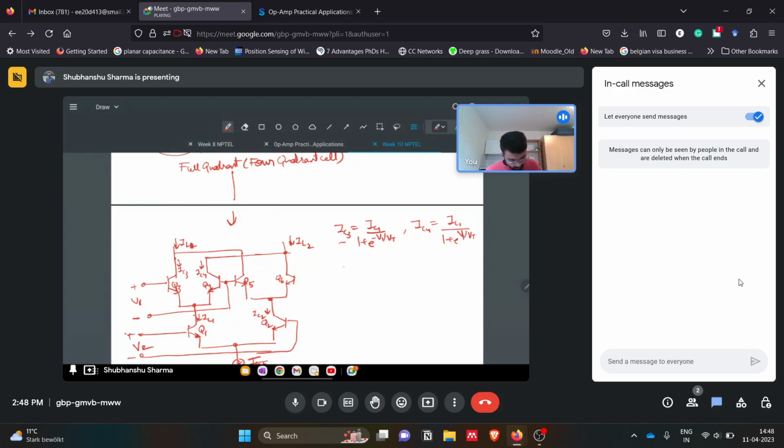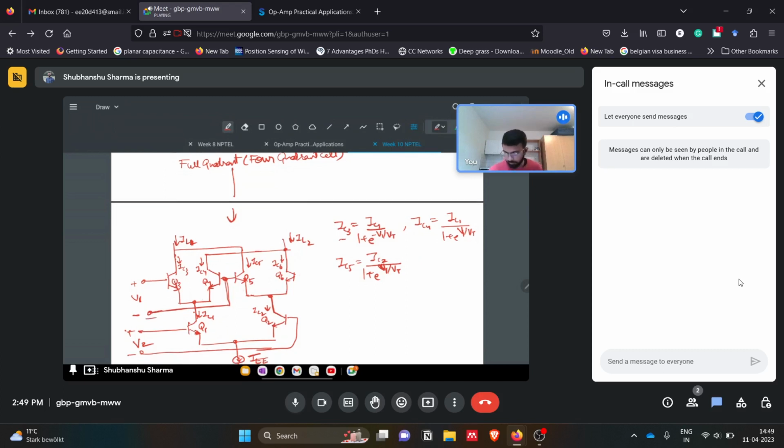Okay. Similarly for this pair, this is IC5, this is IC6. IC5 can be given as the emitter current, that is IC2, this one. Then divide by 1 plus e to the power the voltage V1 by Vt. This is the negative voltage of V1 going to the Q5.